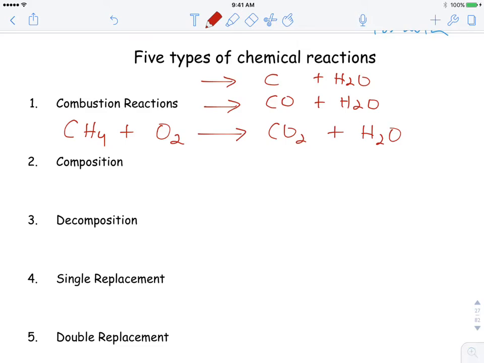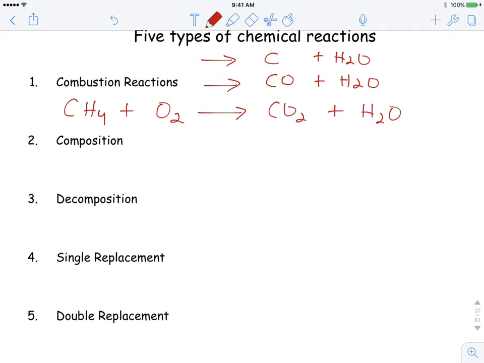So the other 4 types, we have a composition reaction. That's where you take 2 elements like sodium and chlorine, and you combine them together and you form sodium chloride. So elements forming a compound. A decomposition would be the opposite of that. You could take, like your water, for example, and you could break it down into hydrogen and oxygen.